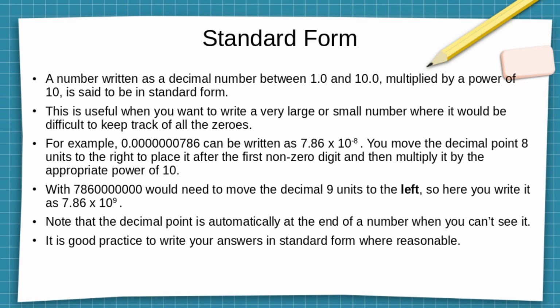Similarly, if you have 786 and then you have 7 zeros, you would move the decimal point 9 units to the left. So you would write it as 7.86 into 10 power 9. Now, in this number, 786 and then 7 zeros, you should know that you cannot see the decimal point, and therefore you would assume that it is right at the end of the given number. Okay? Now, in your answers, if your number is too big or too small, you would be expected to use standard form and then give the SI unit at the end.